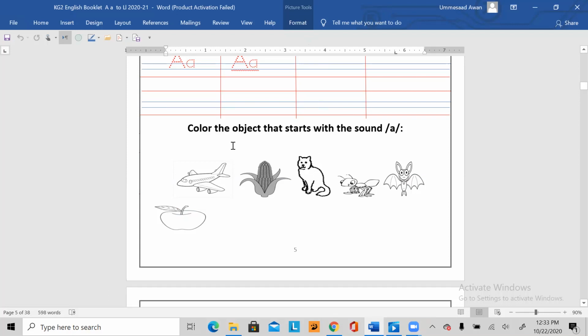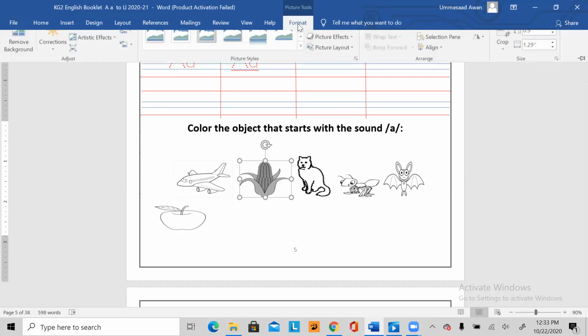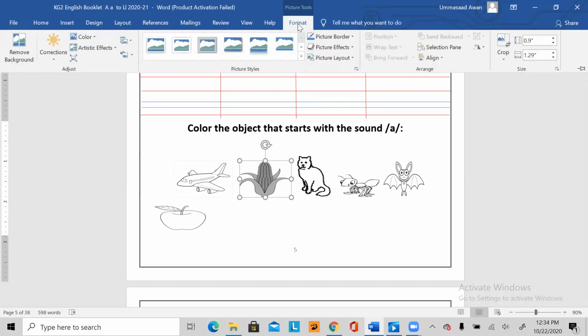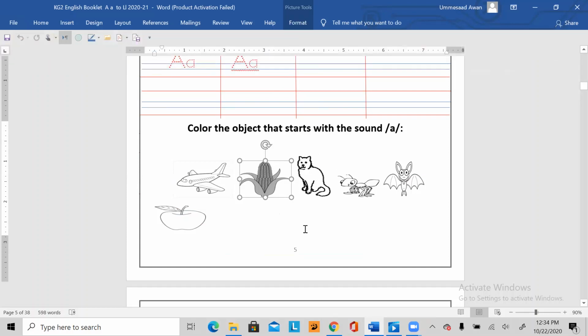Here we have corn. Does it start with letter A? No, this does not start with letter A, so we will not color it. And this one starts with what? Letter C. Shall we color it? No, we should not color it because it doesn't start with letter A.